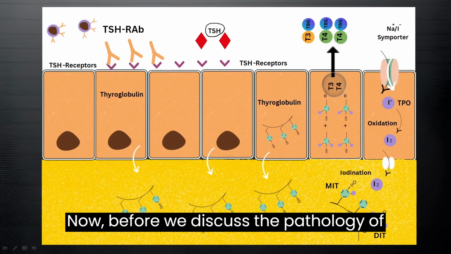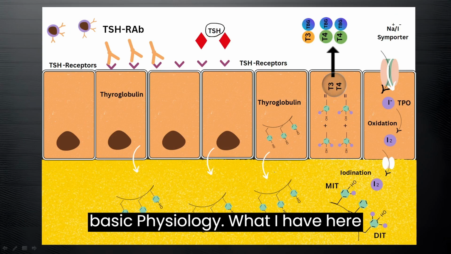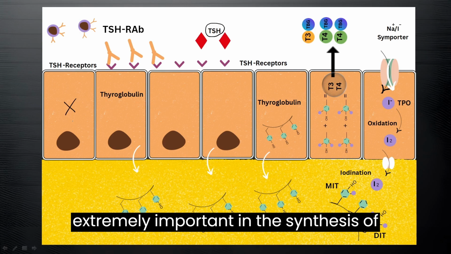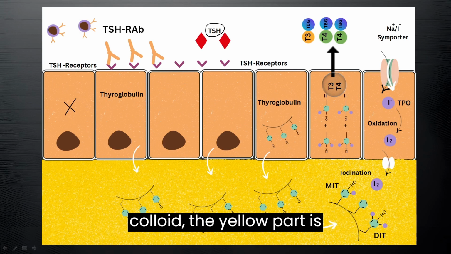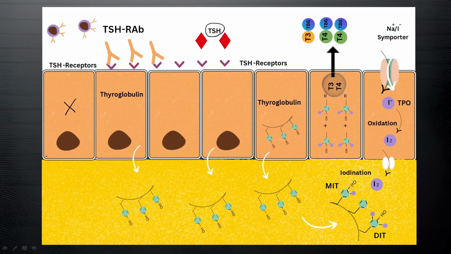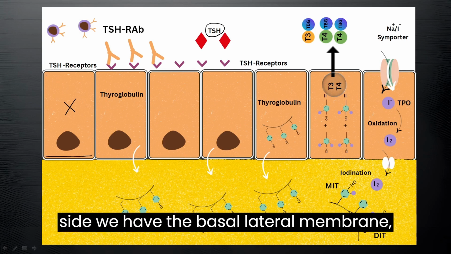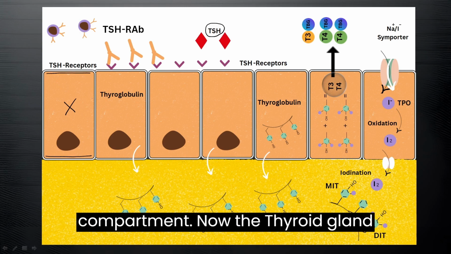Now, before we discuss the pathology of Graves' disease, let's describe some basic physiology. What I have here is a thyroid follicular cell that is extremely important in the synthesis of thyroid hormones. Adjacent to the colloid, the yellow part, is the apical membrane. On the opposite side, we have the basolateral membrane, which is adjacent to the vascular compartment.